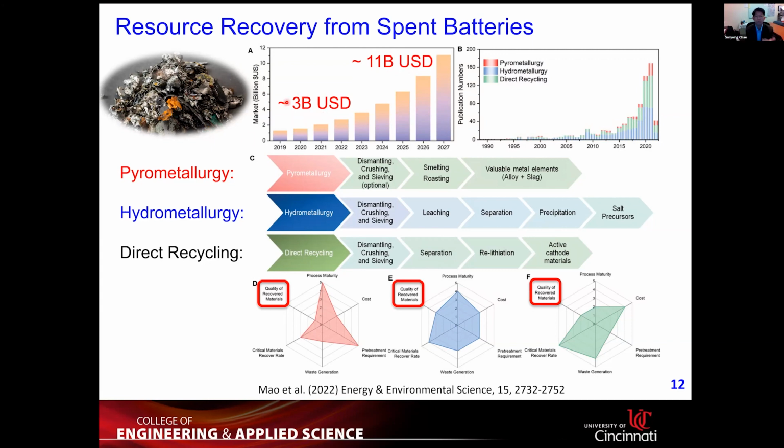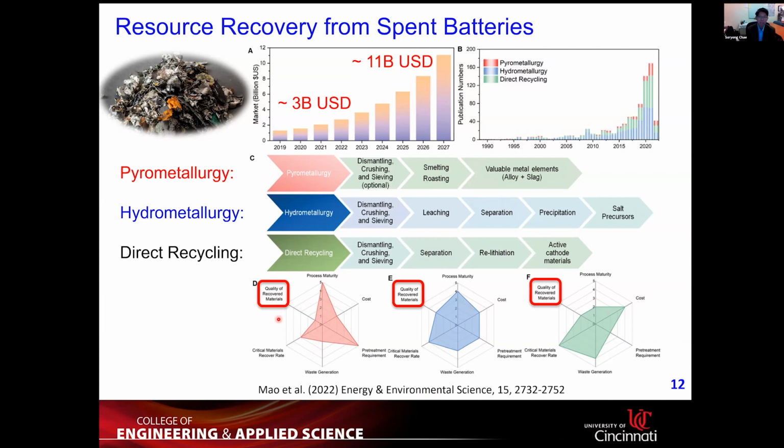So to recover some valuable materials from these spent batteries, typically we use 3 different approaches. One, pyrometallurgy, second, hydrometallurgy, and the last one, direct recycling. Each approach contains some pre-treatment, a roasting step or leaching step, and finally separation and recovery of some valuable materials. But this paper, published in Energy and Environmental Science in 2022, categorizes these technologies and analyzes some aspects like this.